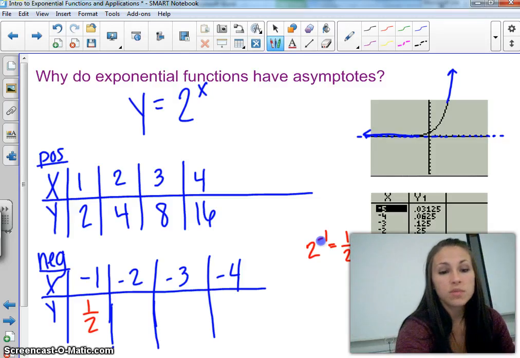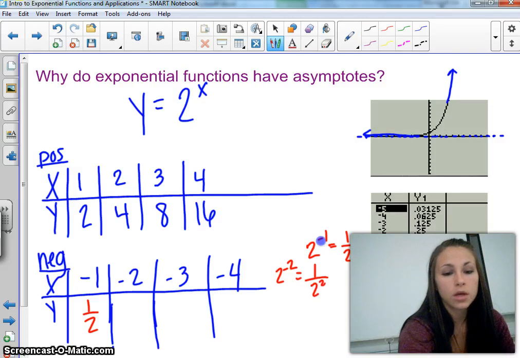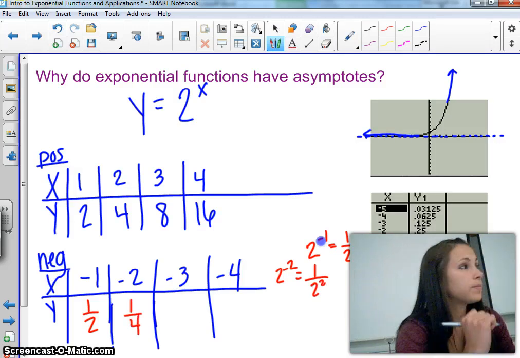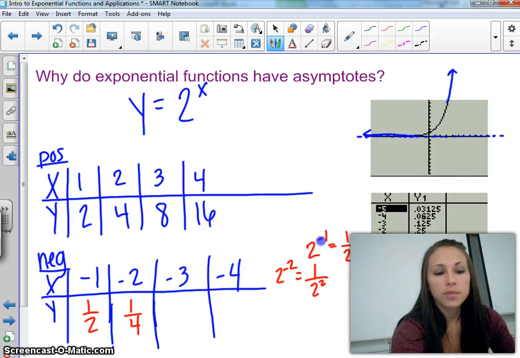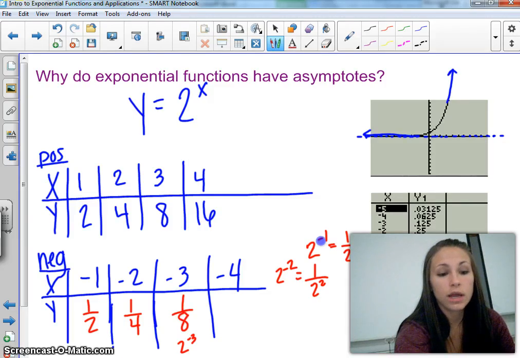If I were to do the same thing with 2 to the -2, if I drop that, I would have 1 over 2 squared, which would just be 1 over 4. If I drop the 2 to the -3, let's just plug it in down here. 2 to the -3 would just be 1 over 8.